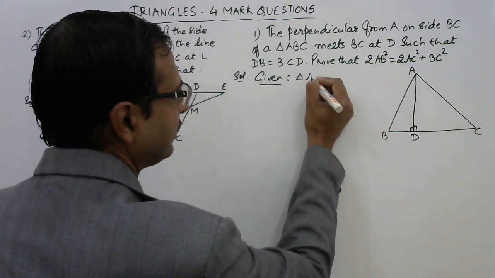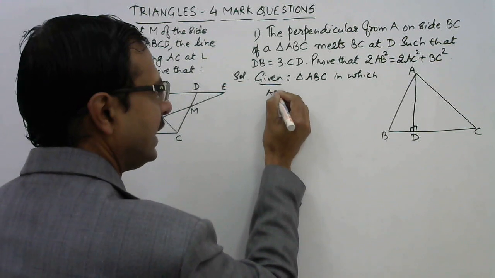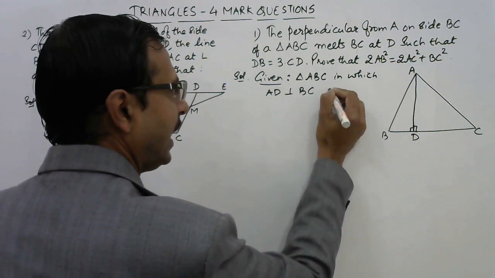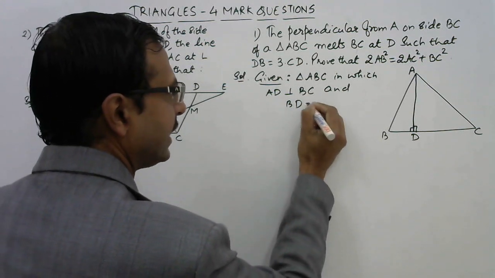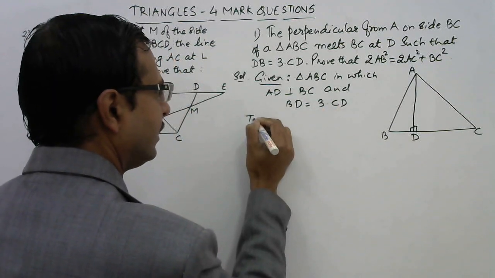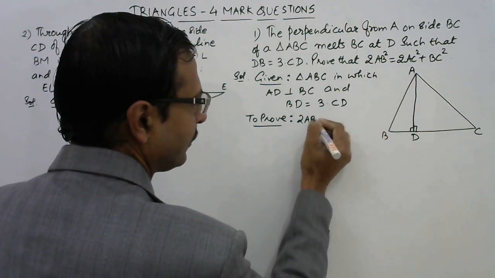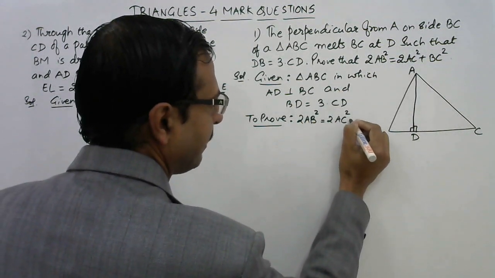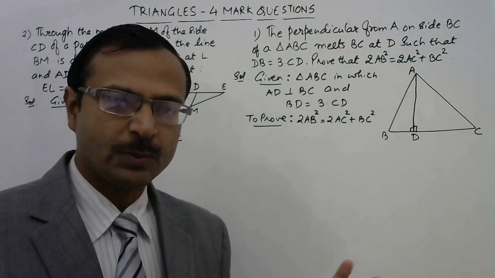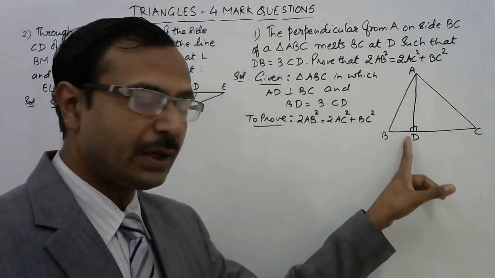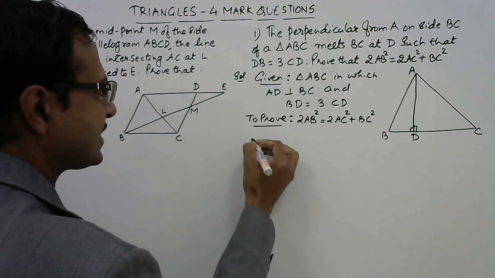There is a triangle ABC in which we have drawn the perpendicular AD perpendicular to BC, and BD is 3 times CD. And what is required to be proved? This is 2AB square equal to 2AC square plus BC square. Now there is no requirement of any construction to be done in this question. Why? Because we already have the perpendicular, so two right triangles are already there, so we can apply the Pythagoras theorem directly. So let's start with the proof.